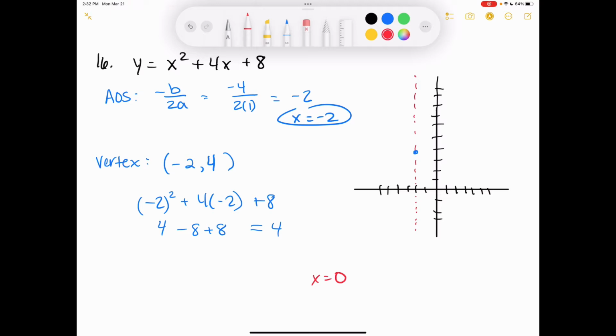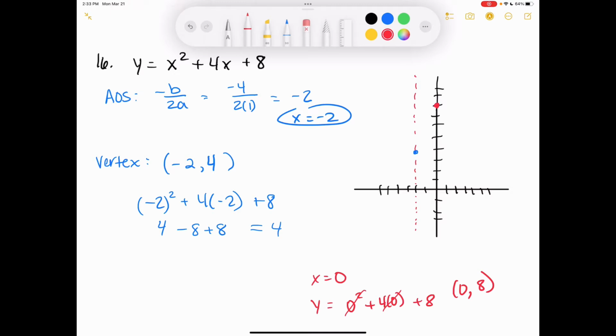All right, so when x is equal to 0, I'm going to plug that into the original. So y is equal to 0 squared plus 4 times 0 plus 8. This stuff goes away, and all I'm left with is 8. So my next point that I'm going to graph is at 0, 8. So 0 and then up to 8.